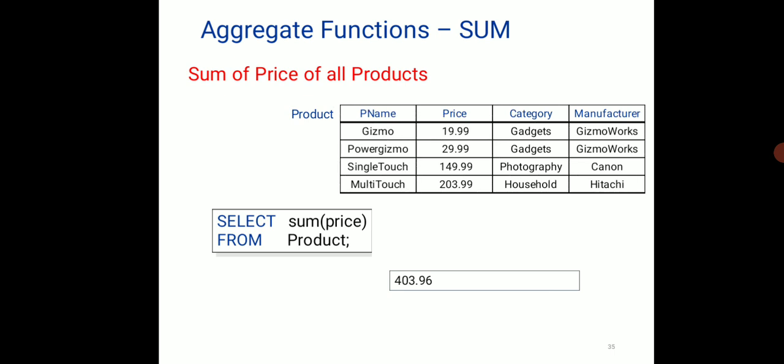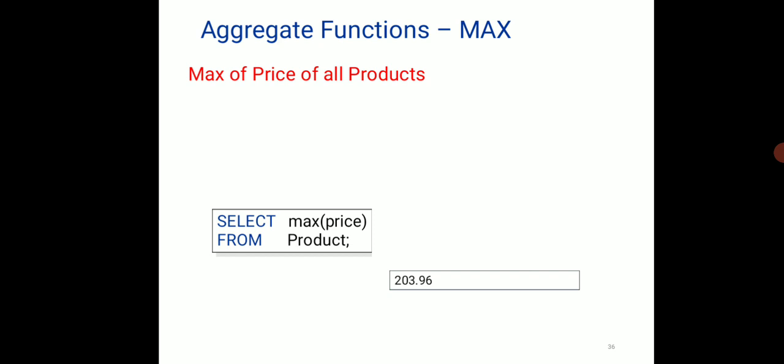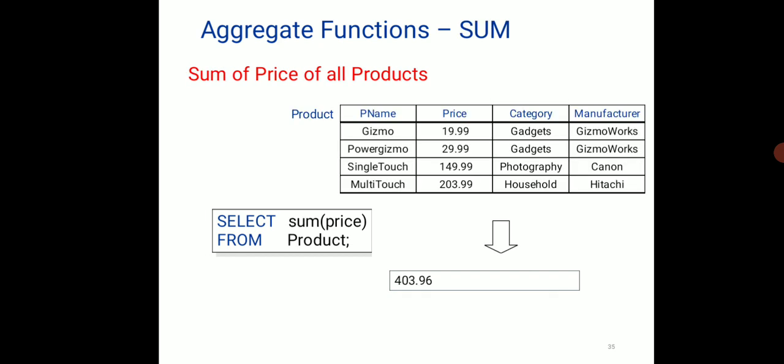So here, 199.9 plus 29.99 plus 149.99 plus 203.99, automatically 403.96 will be displayed as sum of price. Next one, max. Here you have to find the max of price of all products. This is the syntax.